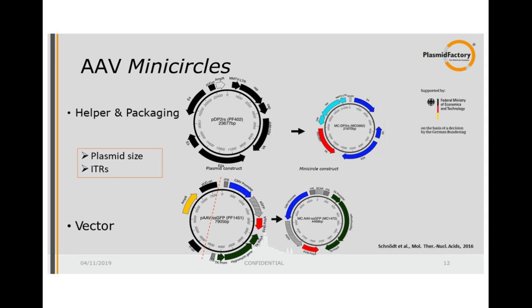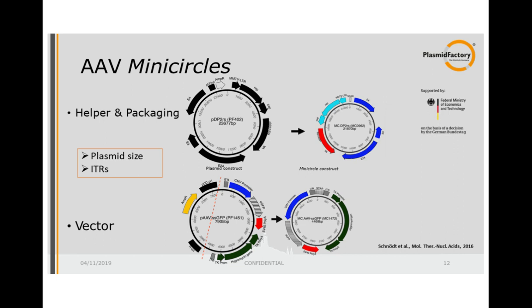The upper left is the helper packaging plasmid, quite big, where we just changed the structure by making a minicircle out of it, not containing the origin of replication, not containing the antibiotic resistance. And the lower left is the transfer plasmid, the one with the ITR sequences, those which are used as packaging signals to make the AAV particles.